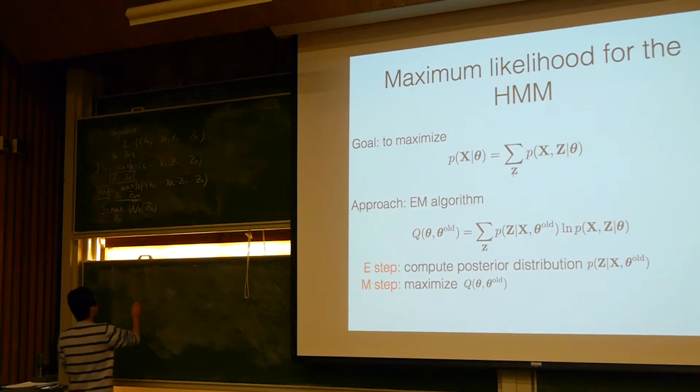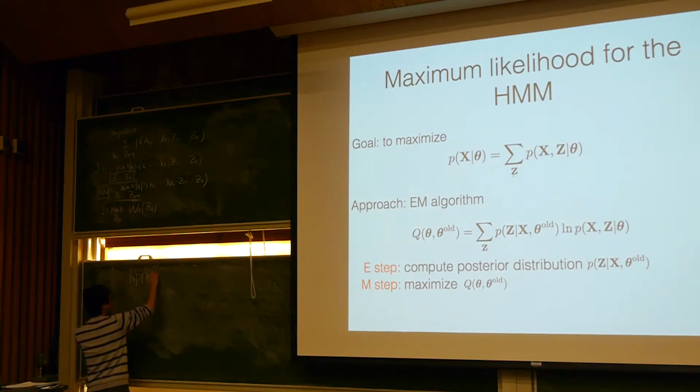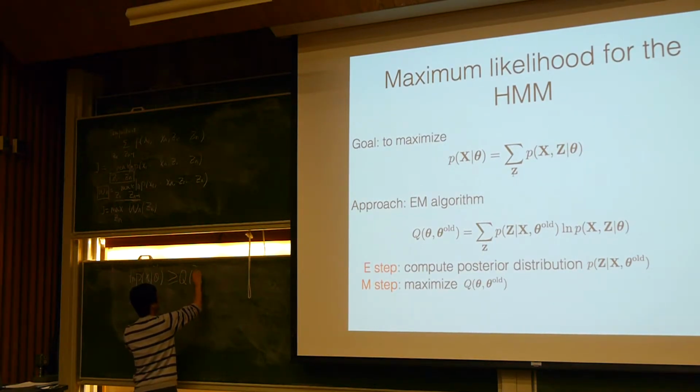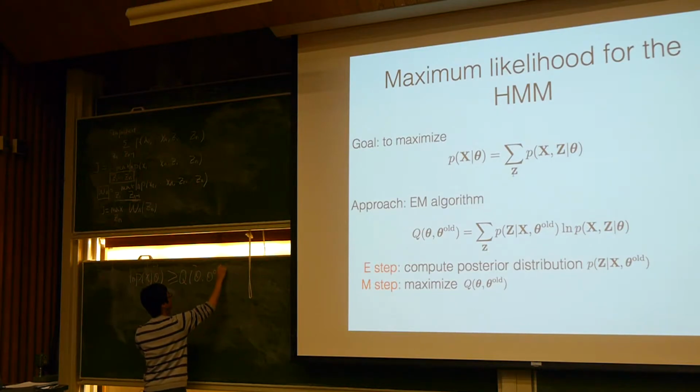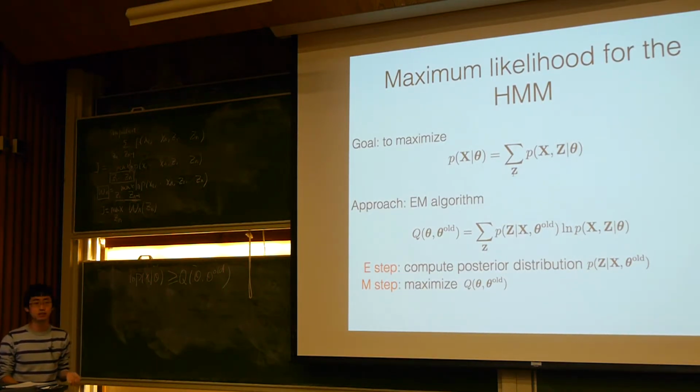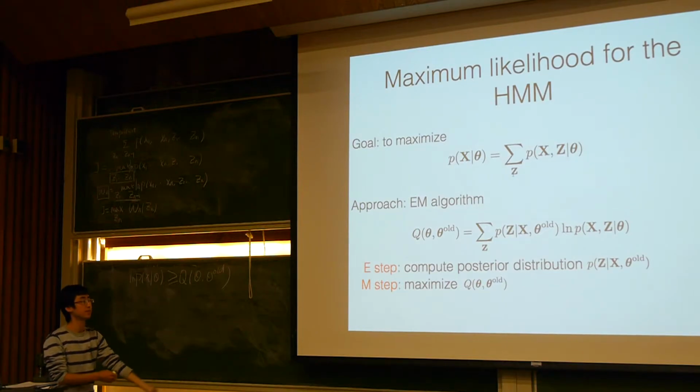So this is a lower bound. Here we also put a log here. It's greater than or equal to Q. This is a lower bound of this one, and this one is much easier to calculate. So we turn to this.